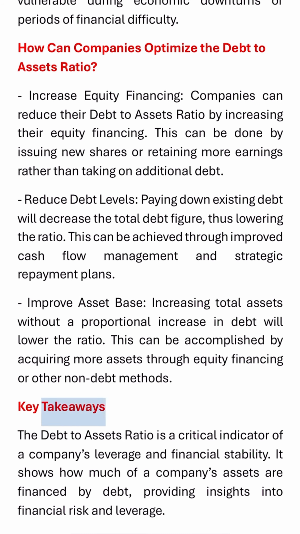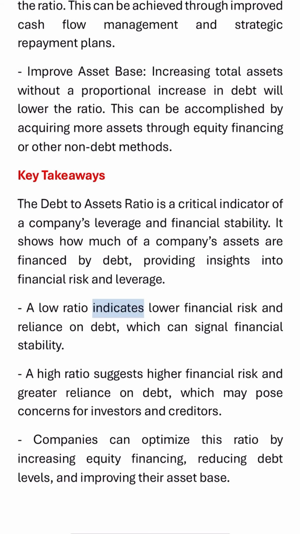Key takeaways. The debt-to-assets ratio is a critical indicator of a company's leverage and financial stability. It shows how much of a company's assets are financed by debt, providing insights into financial risk and leverage. A low ratio indicates lower financial risk and reliance on debt, which can signal financial stability. A high ratio suggests higher financial risk and greater reliance on debt, which may pose concerns for investors and creditors. Companies can optimize this ratio by increasing equity financing, reducing debt levels, and improving their asset base.